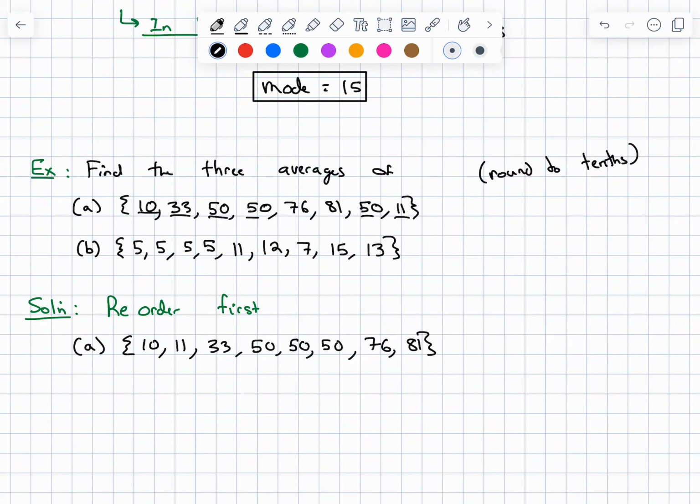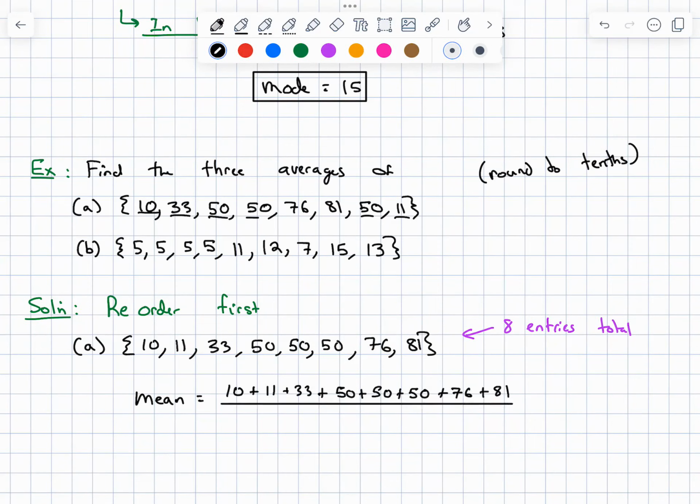So the mean average, all you need to do is add up all the numbers and divide by the total number of entries. There are 8 entries total. Right? 1, 2, 3, 4, 5, 6, 7, 8 entries. So that's going to help us with both the median and the mean. For the mean, that's the number we're going to divide by. So for mean, 10 plus 11 plus 33 plus 50 plus 50 plus 50 plus 76 plus 81, all divided by 8.